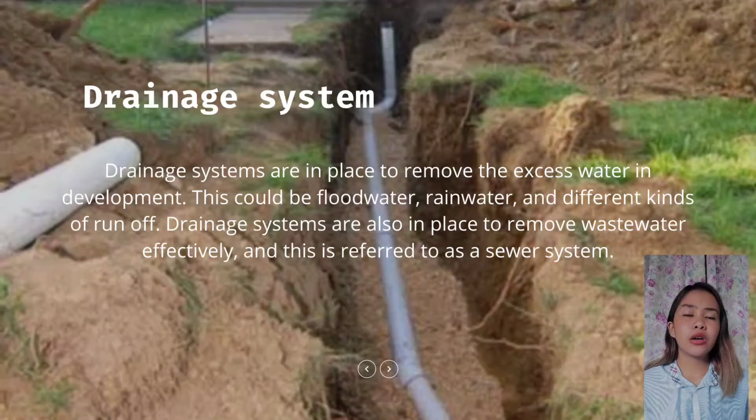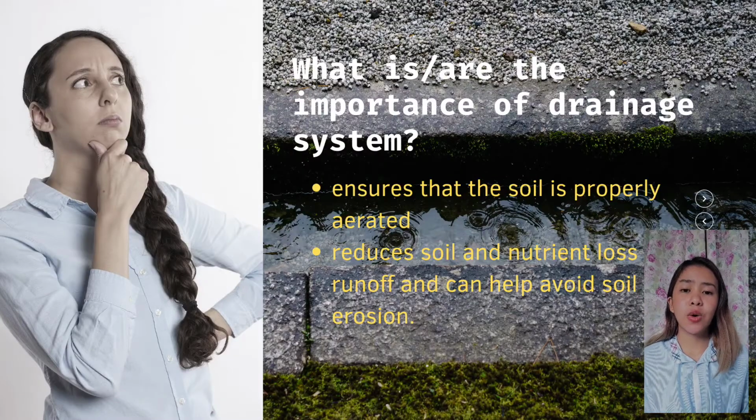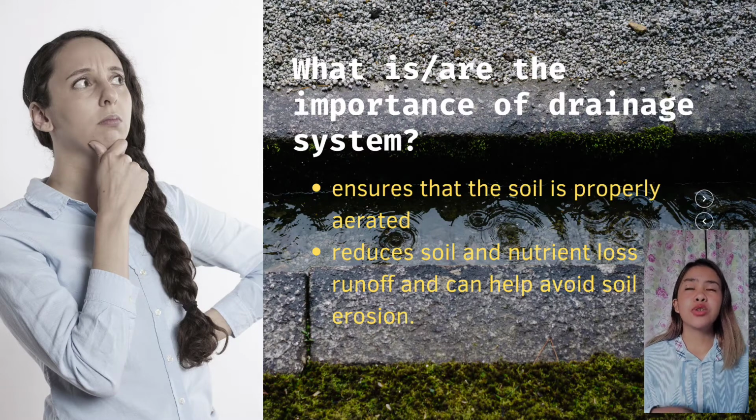I know we are all familiar with drainage systems, so I am going to discuss what the importance of drainage systems is. This ensures that the soil is properly aerated. If you have excess or standing water, it can choke your crops. Drainage also reduces soil and nutrient loss from runoff and can help avoid soil erosion. So if your plants get too much water, it can damage them.